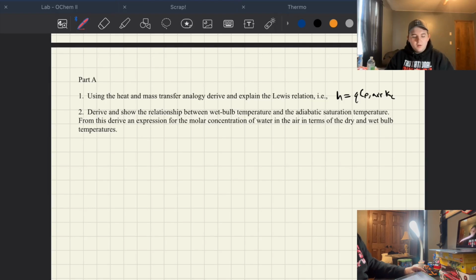Okay, we're going to get started with homework 5, part A. The question is, using the heat and mass transfer analogy, derive and explain the Lewis relation, i.e. h equals ρ Cp,air times kc.